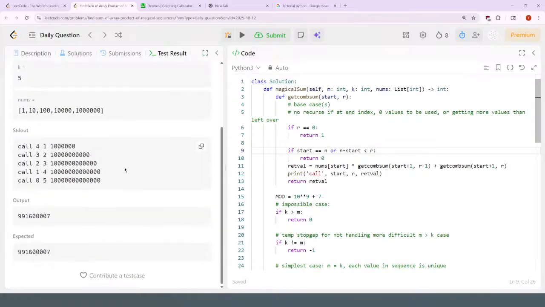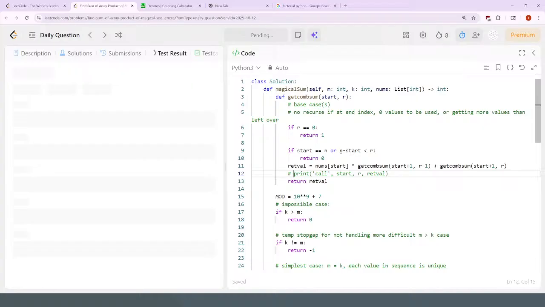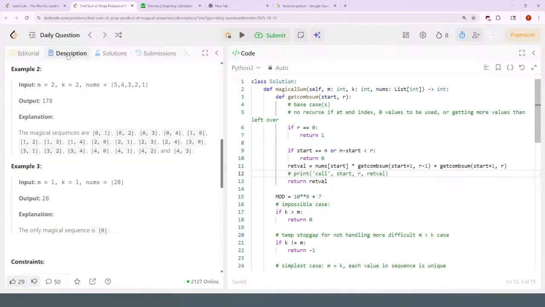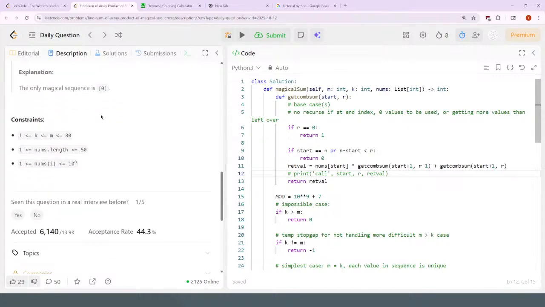Oh god, it's the weirdest bugs. I don't fully understand the logic. Okay, so it looks as if the case where m equals k is being solved. Oh, m is less. Okay, this is the impossible case that I was considering.